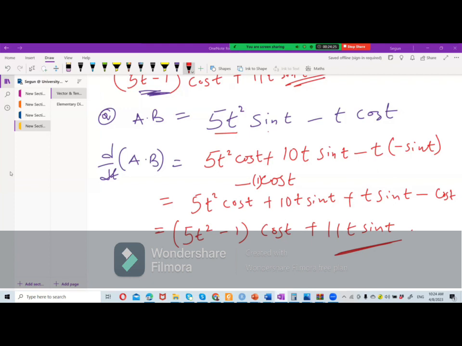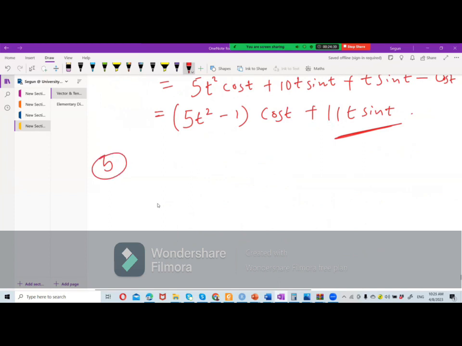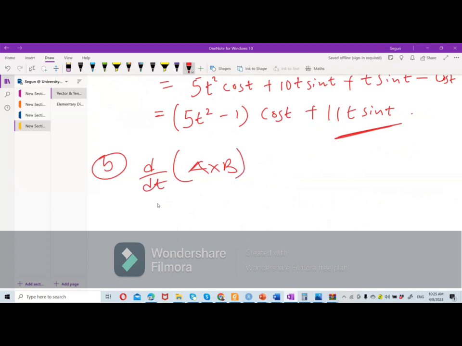Okay, let's continue. That is A. We want to solve B. Our B says we should find d/dt of A cross B. The definition is A cross dB/dt plus dA/dt cross B. So what we need to do now is find A cross B. How do we get A cross B?